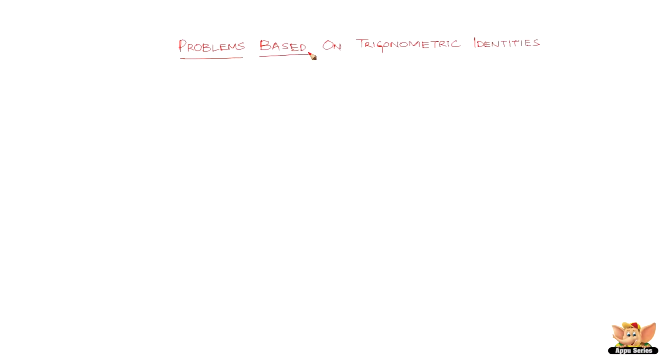In this video, let us solve more problems based on trigonometric identities. So here we've got the problem. What we have to do here is prove that (cot A + cosec A − 1) / (cot A − cosec A + 1) equals (1 + cos A) / sin A.